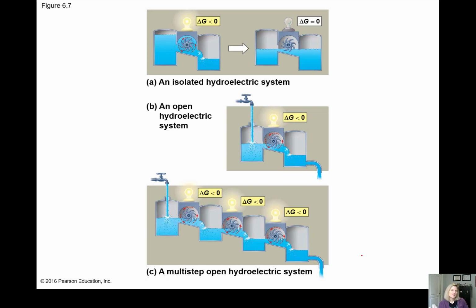So what does this have to do with biology, these turbines? Imagine instead of a turbine, we have an enzyme. Okay, so these are different enzymes catalyzing the reactions. So we're going from one reactant to form a product that will become a reactant to form another product, and so forth. So this could be an example of a metabolic pathway where an enzyme is going to keep the free energy at a negative number.